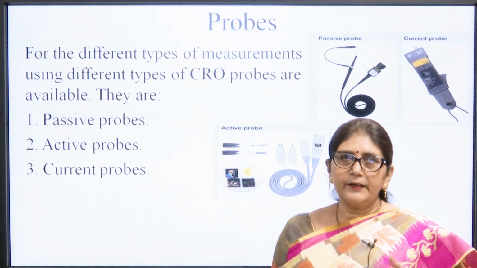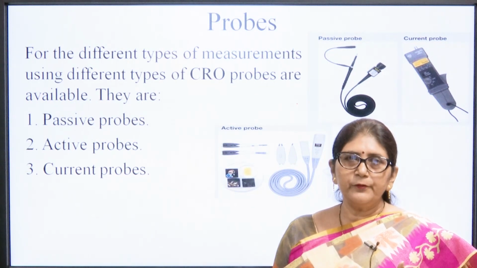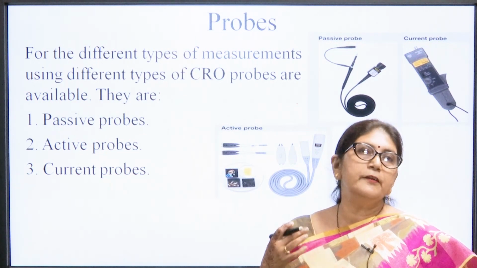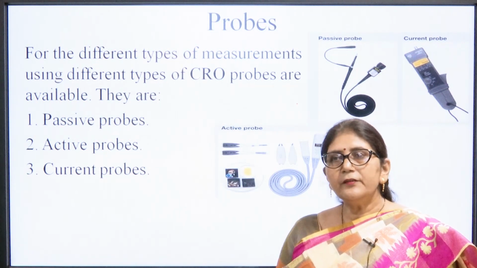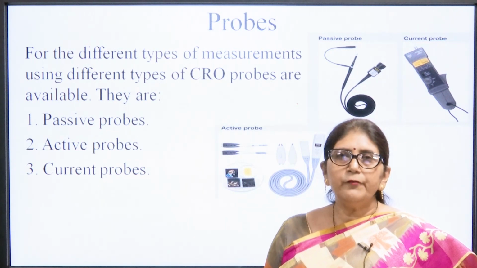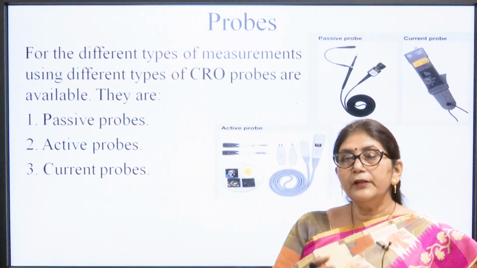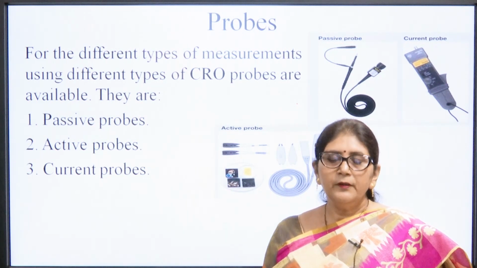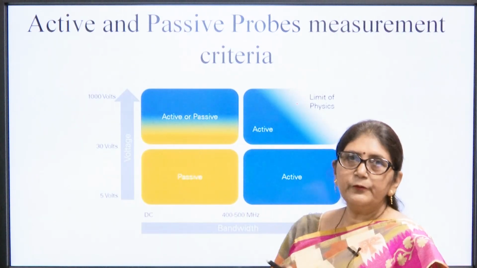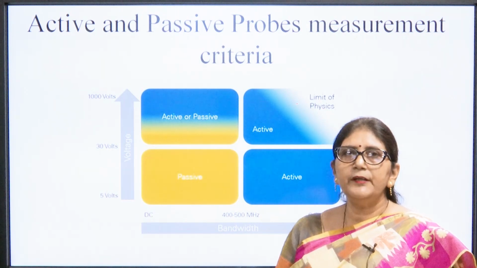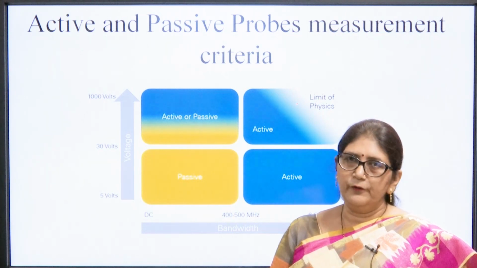So, probes are active probe, passive probe, current probe, and apart from this there are more types of probes like the differential probe. There is a different probe that is used for high voltage measurement, means if we want to measure a voltage of 1000 volt, then we have a high voltage measurement probe. Then the passive and active probes: these passive probes we can use for low voltage and low frequency.